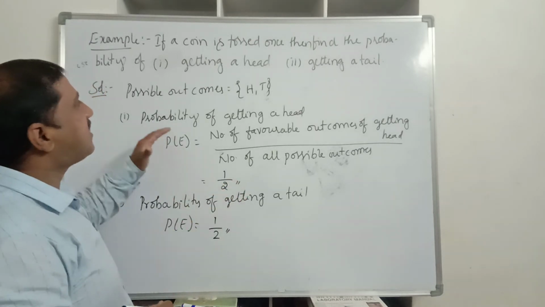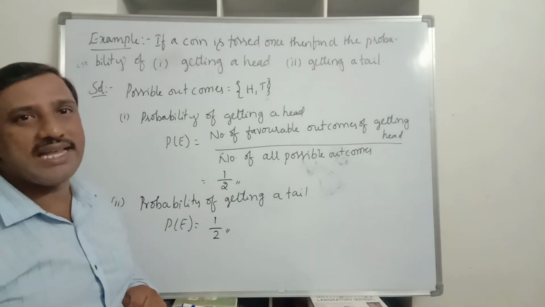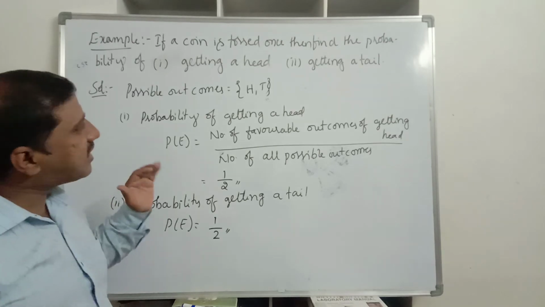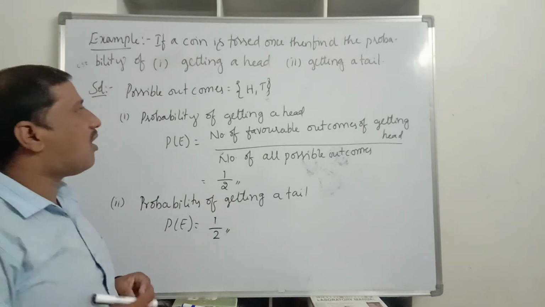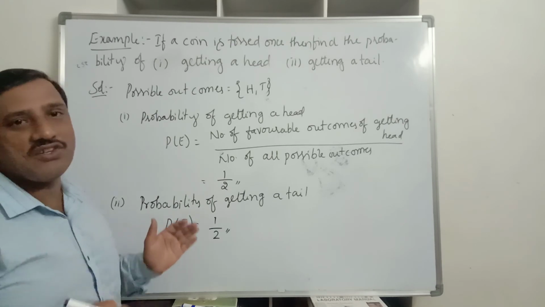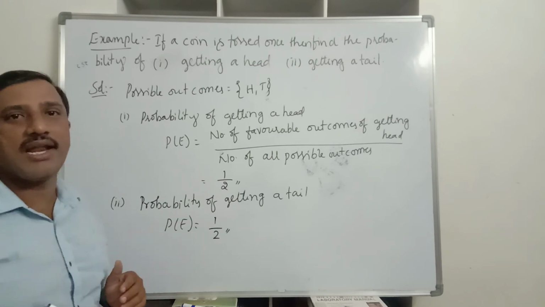That's why these outcomes are known as equally likely outcomes. Like this we will find the probability of different situations, and we will use this probability in real life situations also.